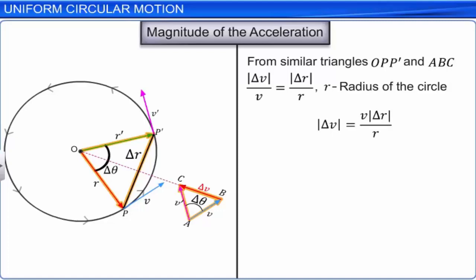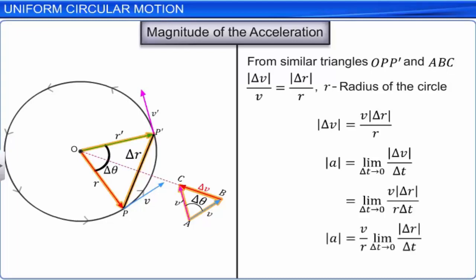Magnitude of a is equal to limit delta t approaches 0, magnitude of delta v by delta t, which is equal to limit delta t approaches 0, v into magnitude of delta r by r delta t. This expression can be written as magnitude of a is equal to v by r into limit delta t approaches 0, magnitude of delta r by delta t. Let this be equation 1.